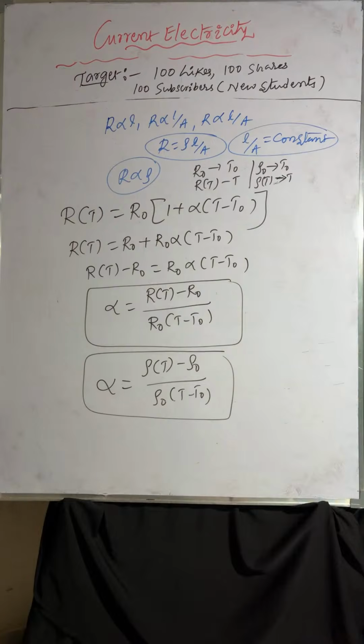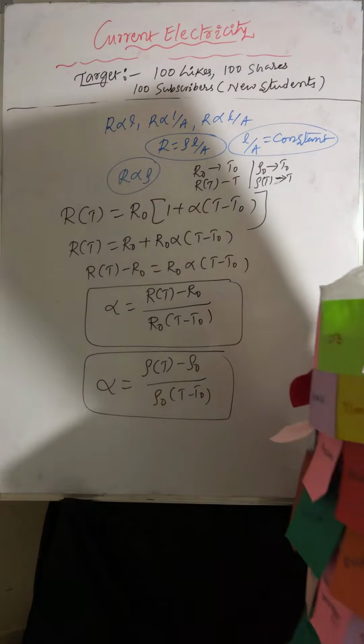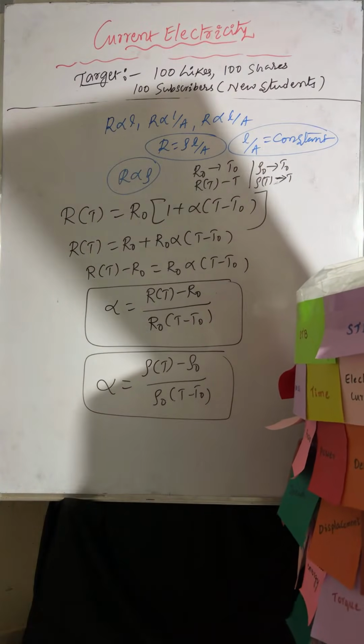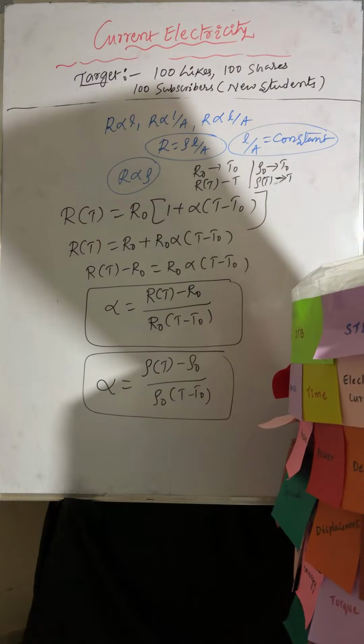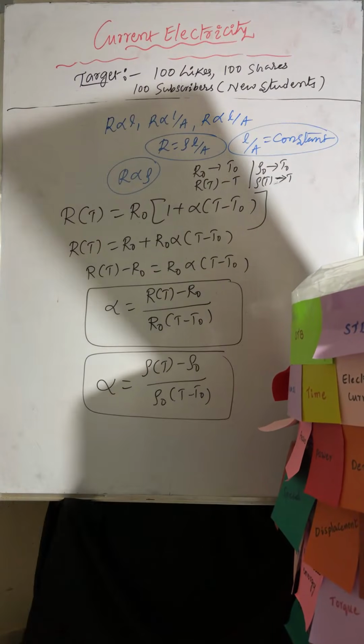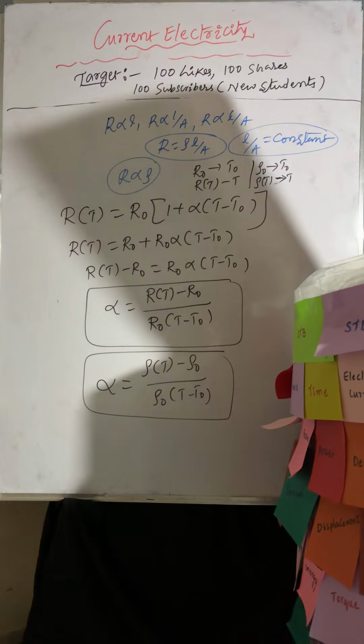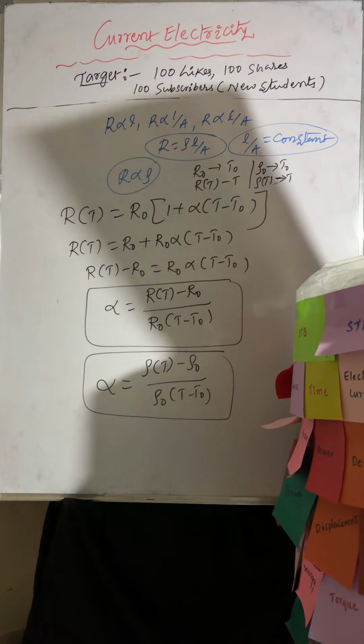So alpha equal to (R_T minus R_0) by R_0 into (T minus T_0). And alpha equal to (rho_T minus rho_0) by rho_0 into (T minus T_0). So this is about temperature dependence of resistance and resistivity. Is it clear? So next one, we'll discuss Ohm's law.